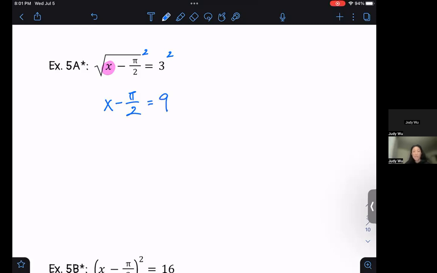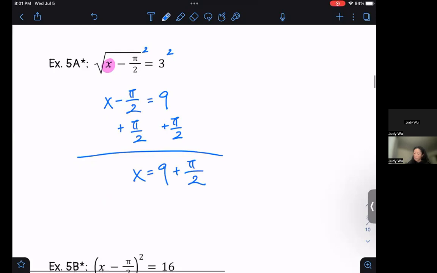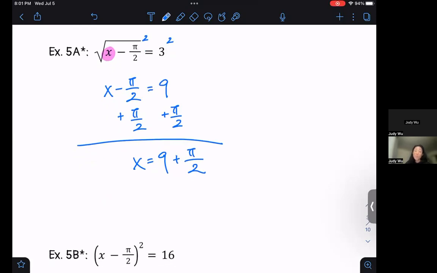Last step, to get x all by itself, I'm going to add pi over 2 to both sides. And as gross as that might look, pi over 2 is just a number. So really, I get x equals 9 plus pi over 2. Now, if I wanted to think about combining these into a single fraction, that could be fine. I just want to make sure I have a common denominator. But other than that, we can leave it just like this.